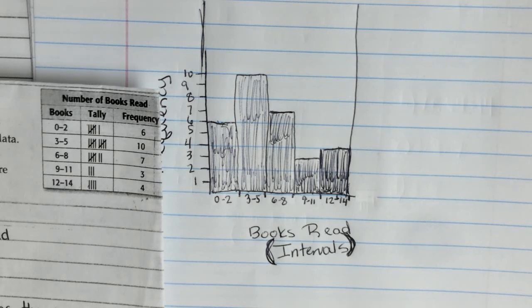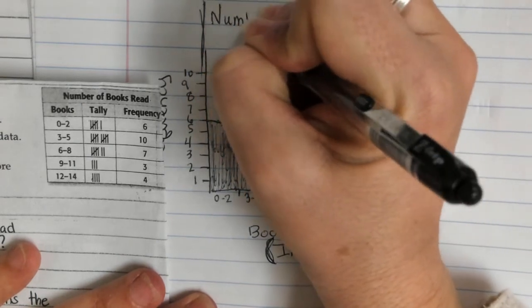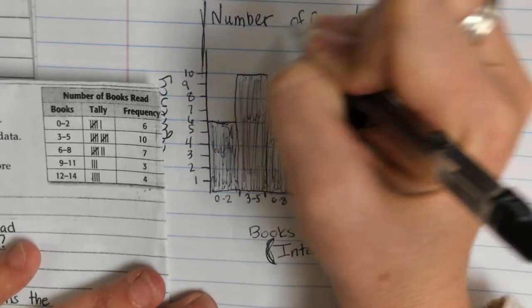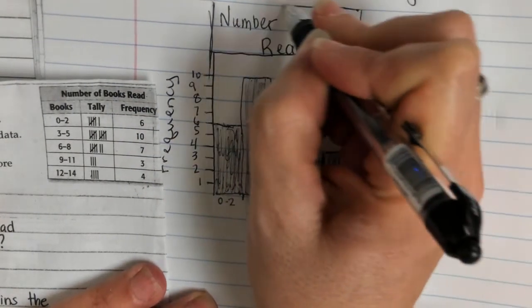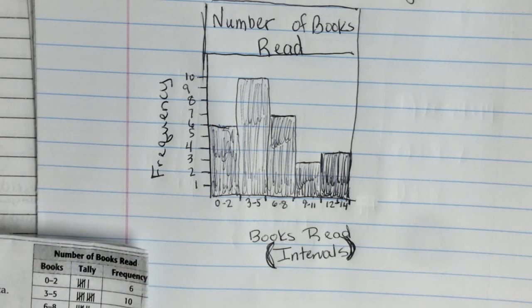Pretty precise. And you've got to have words down. I'm seeing people already that didn't write the word frequency, didn't write books read. Now, we also need a title or points come off. Title of this one, number of books read. You just copy it off of the information that you were given. I'll be honest, all of that has to be there. Okay, so you've created it.